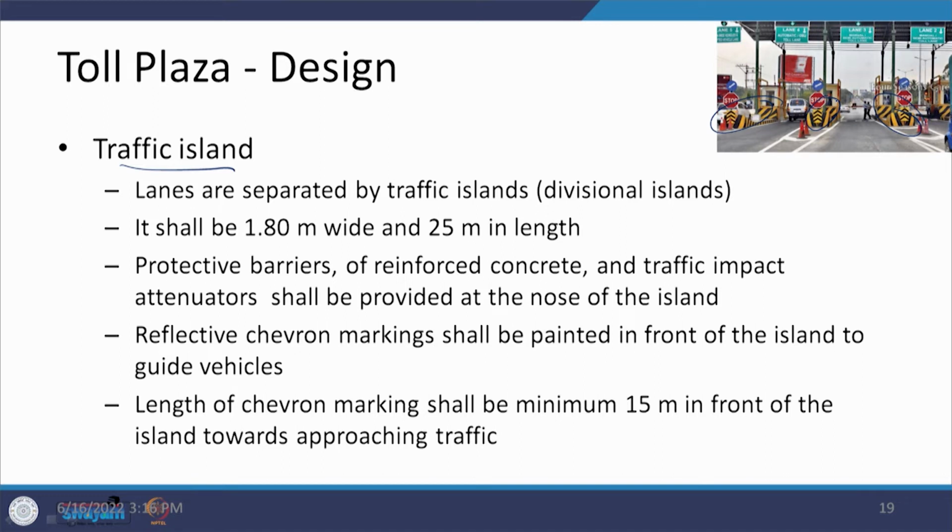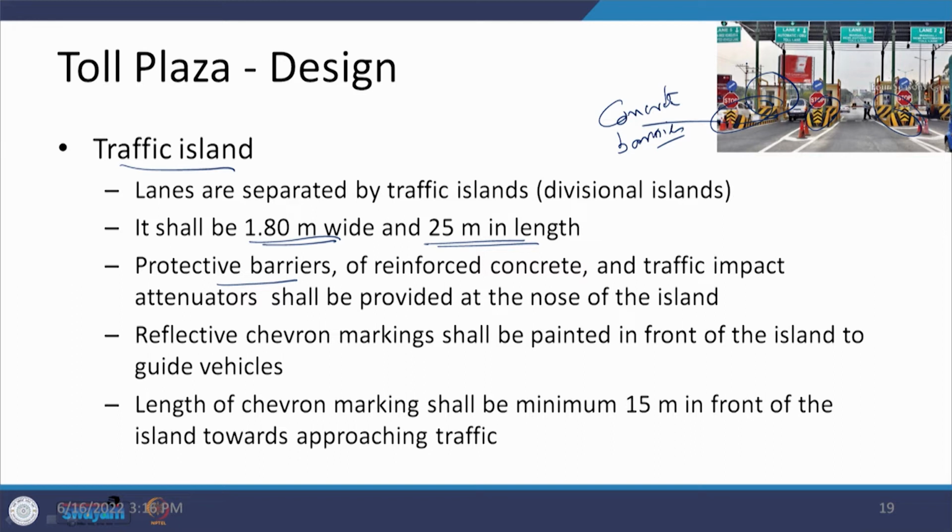When we are using these divisional islands, they should be 1.8 meters wide and 25 meters in length. Protective barriers need to be provided. So, we can see that these are concrete barriers that have been provided here for the safety of the booth. Then the traffic impact attenuators are also being provided. All of these things are there so as to ensure safety.